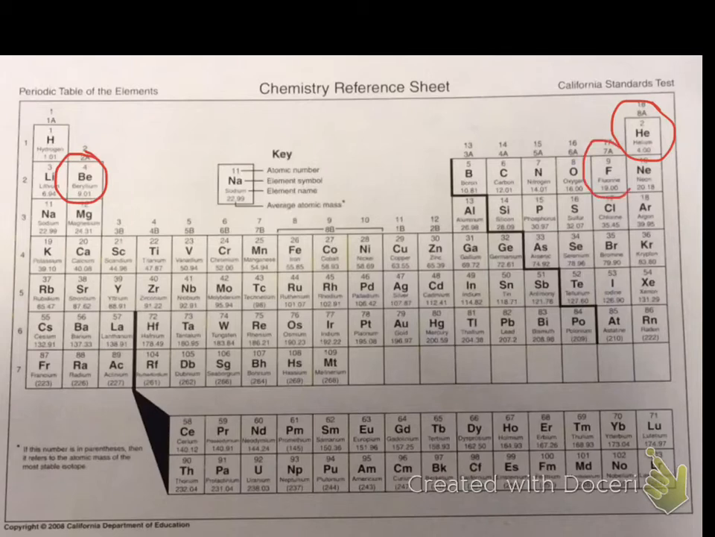Fluorine, on the other hand, is element 7. It has 7 valence electrons. The best way for it to achieve stability and look like a noble gas is to gain one electron so that it looks like neon.